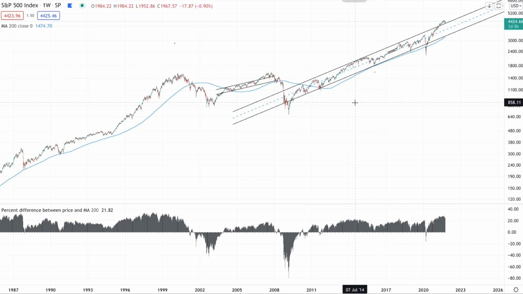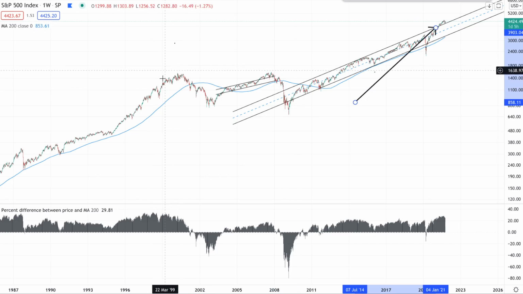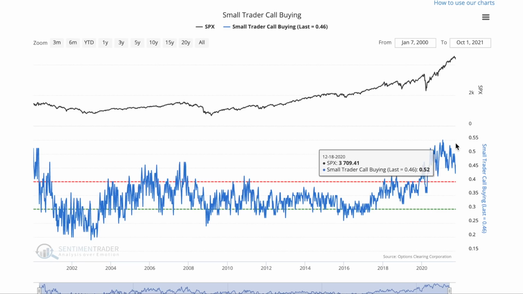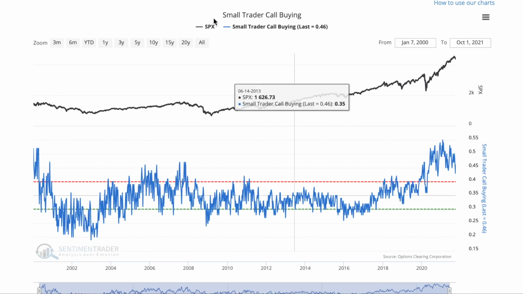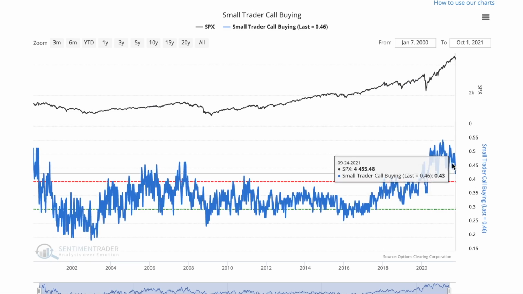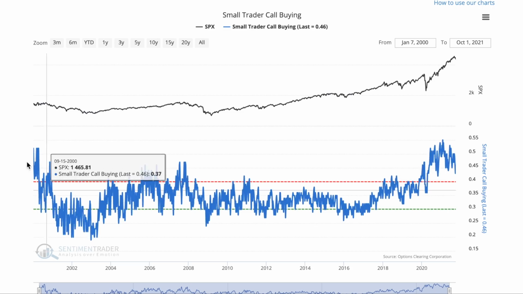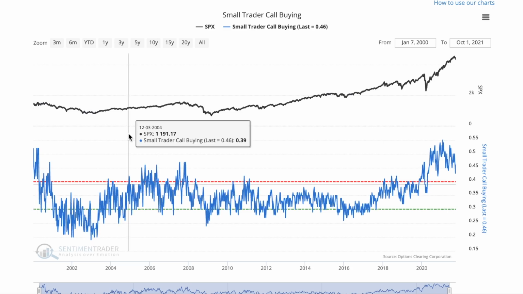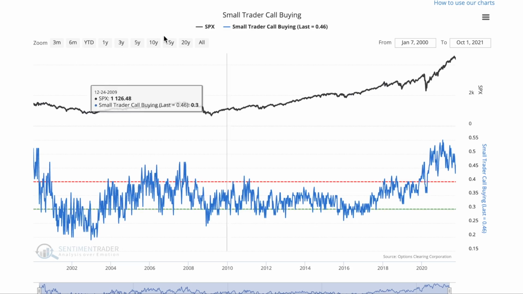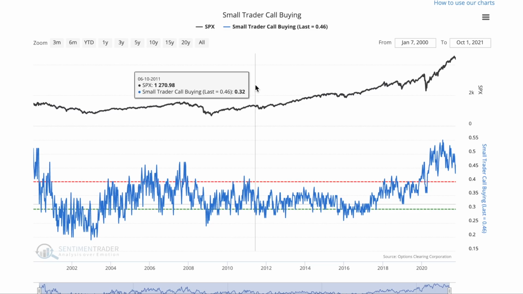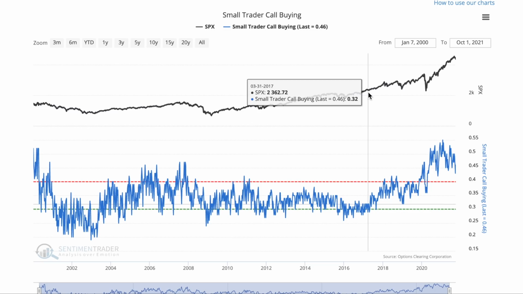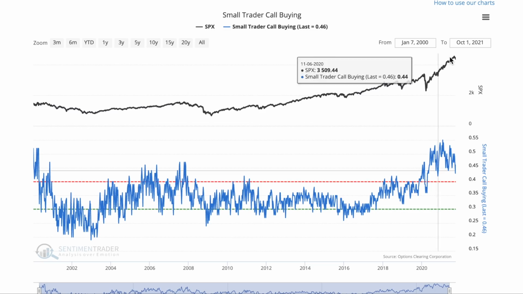And as you would expect, towards the end of that run, as we see with most big top formations in the markets, we're starting to see speculative behavior appear. For example, the small trader call buying is at similar levels to what we saw at the height of the .com bubble. Now, of course, in each video, we take a look at different measures and different ways of proving that we're seeing signs of the cycle ending.